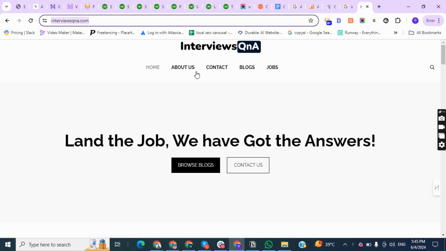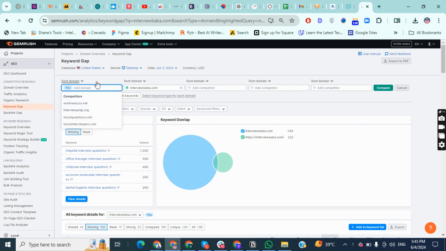So you pick up your competitor. You can search for your competitor in organic research, see your competitors, and then one by one you open each competitor and check whether they are really competing with you or not.